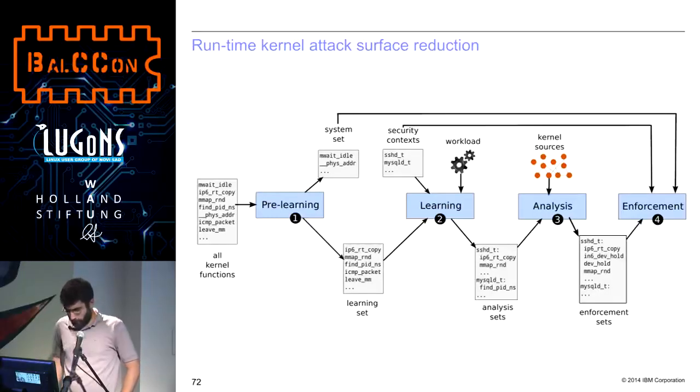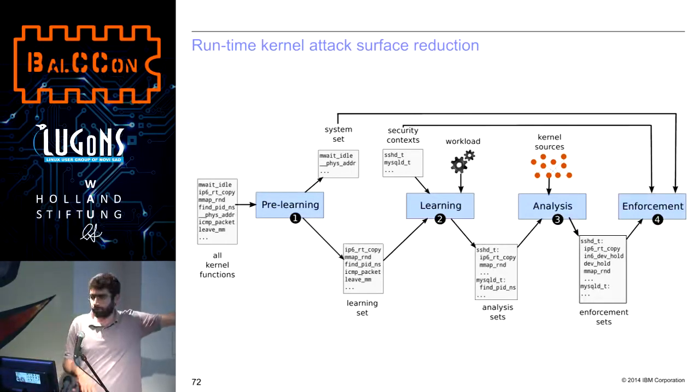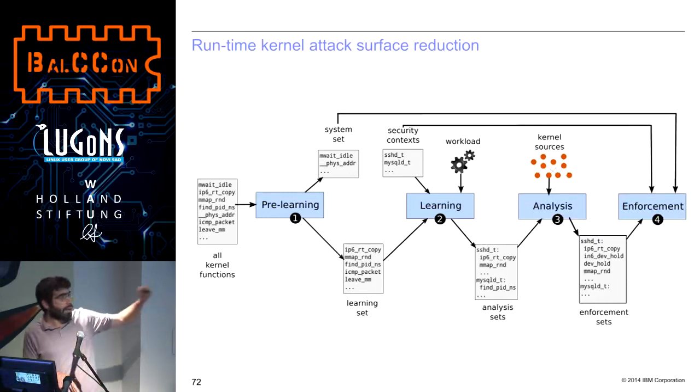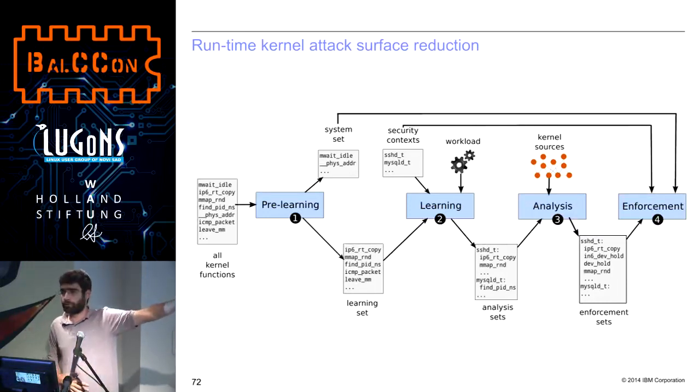So here's the 4-phase architecture that we have. The first one is a pre-learning phase where we will take all of the kernel functions that are available for tracing, and we will look at which functions are triggered above a certain threshold. And we will call those functions a system set. So for example, that could be functions related to memory allocation. They're used so often that we really don't want to continue tracing them. There would be no point.